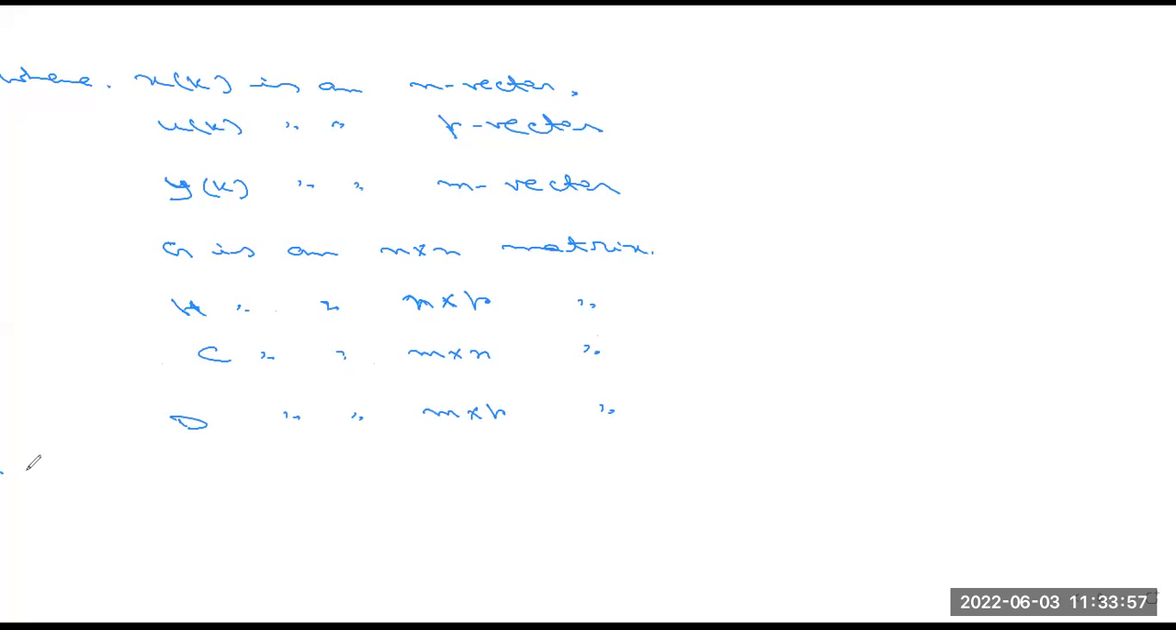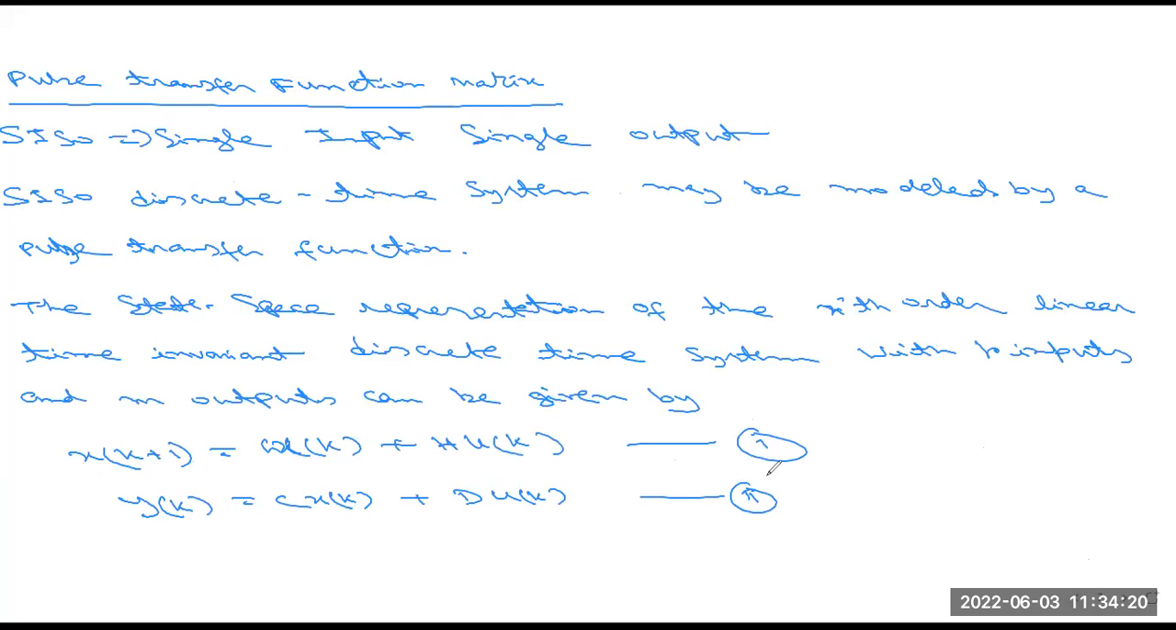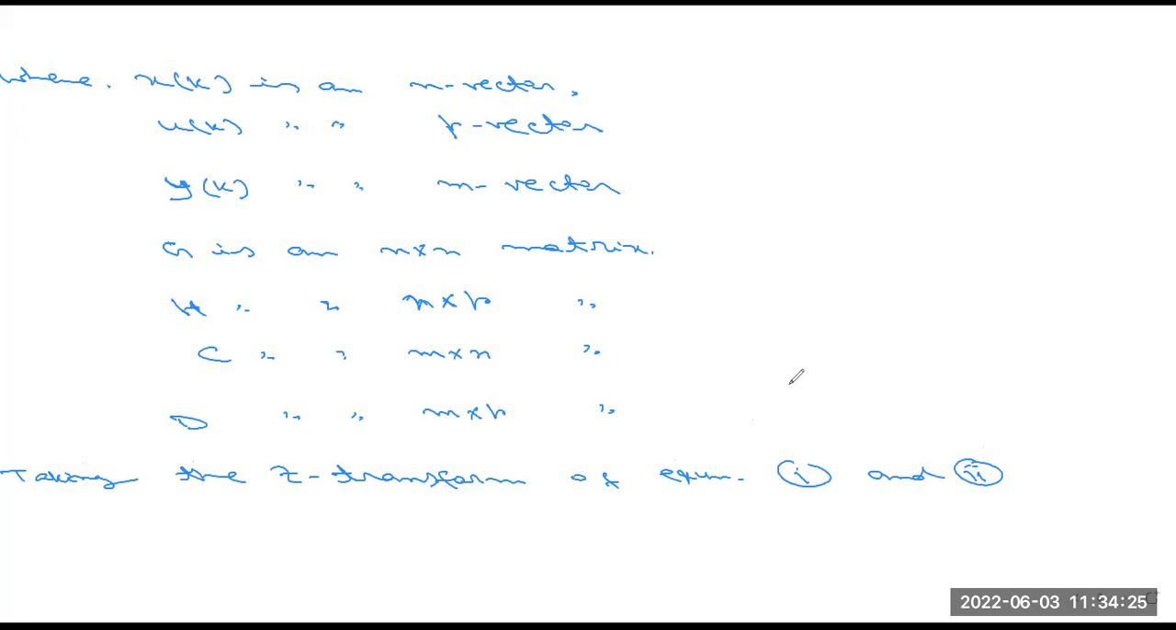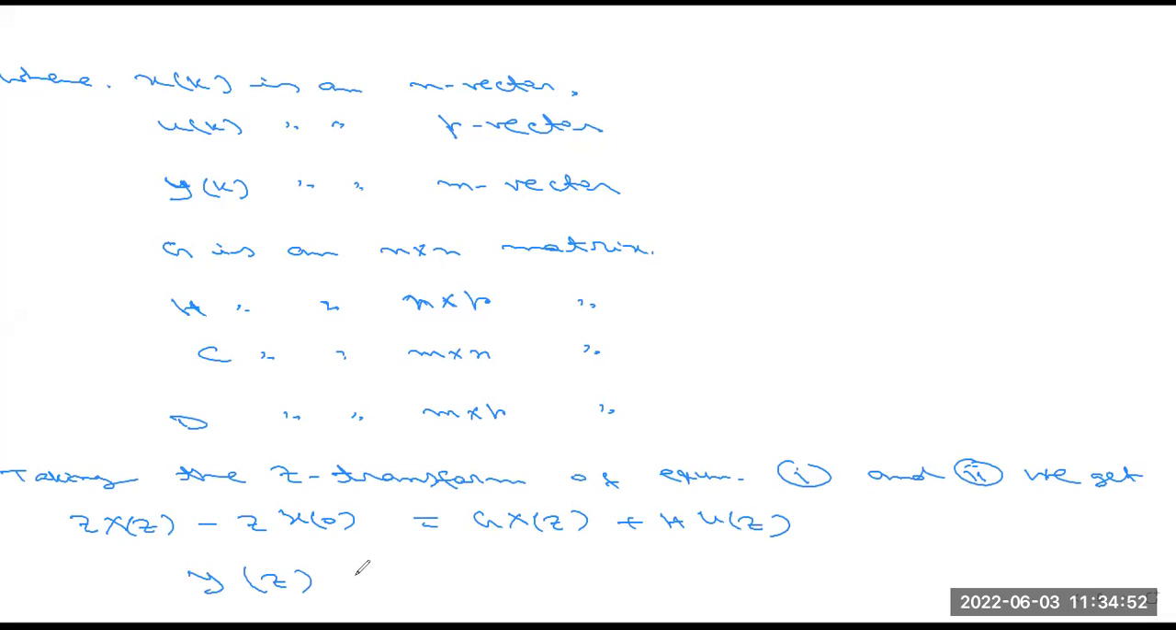So now taking the Z transform of equation 1 and 2, that is the previous equation 1 and equation 2, we get zX(z) minus zX(0) equal to GX(z) plus HU(z), and the output Y(z) is equal to CX(z) plus DU(z). You know that.